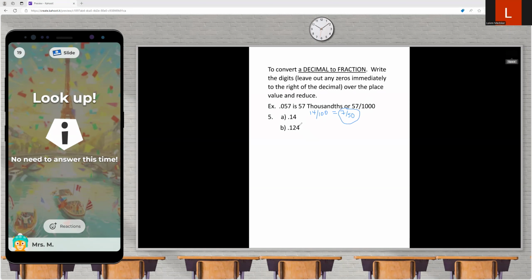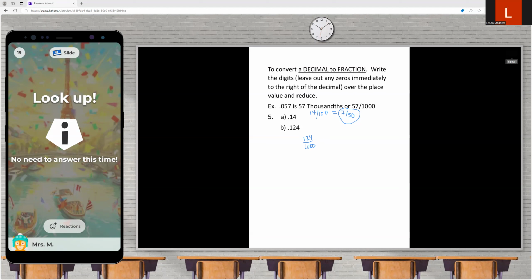And then 0.124 is in the thousandth place for the last digit. So that'd be 124 over 1,000. And we can reduce that by 2 for sure, but we might also be able to reduce it by 4. So you should always see if there's a bigger number you can reduce it by.